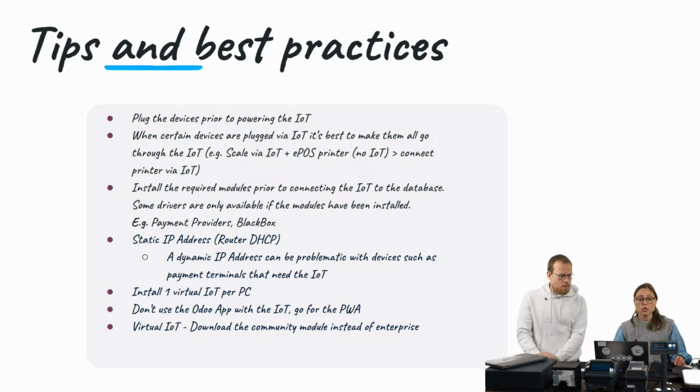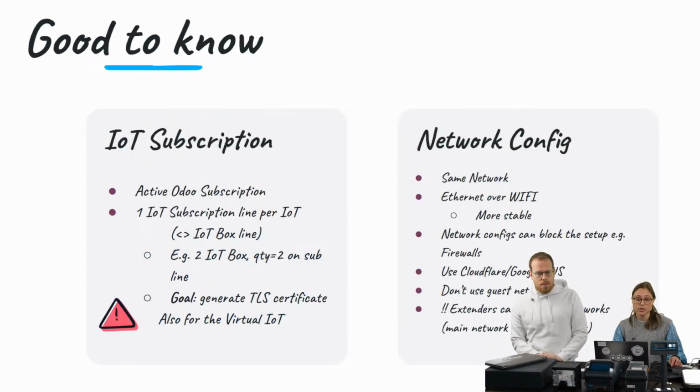And then just install one virtual IoT per computer. Also, don't use the Odoo app with the IoT. Go for the progressive web app, the PWA, that's available since I think version 18 or 17.4. 17.4, I would say. And then for the virtual IoT, you can download the community module instead of enterprise.